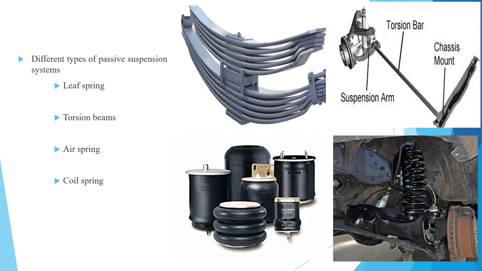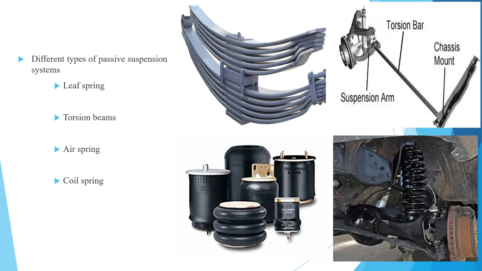So the passive or the conventional suspension systems are of various types, that is leaf spring, torsion beam, air spring, coil spring. Here this is a picture of what is known as the leaf spring. This leaf spring you can easily see in the truck, trailer, the rear portion of the truck, trailer. This helps to absorb the shock.